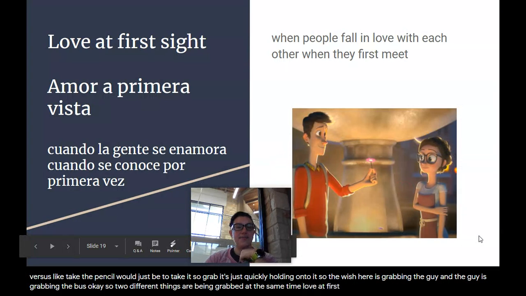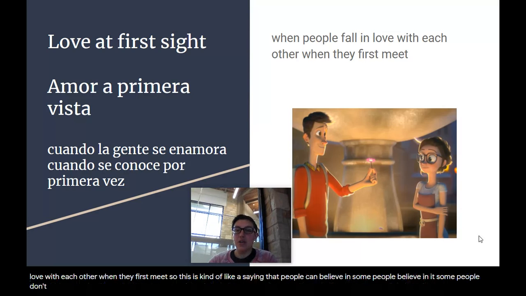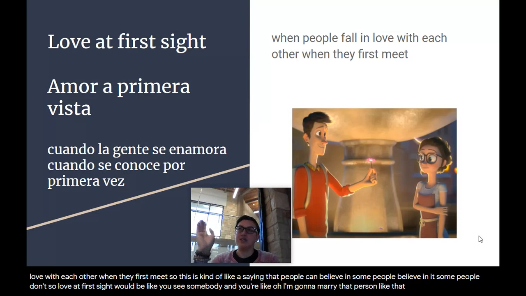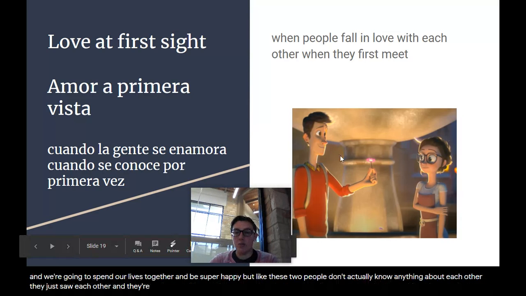Love at first sight. Love at first sight is when people fall in love with each other when they first meet. So this is kind of a saying that people can believe in. Some people believe in it, some people don't. So love at first sight would be like you see somebody and you're like, oh, I'm going to marry that person. Like that person is perfect for me and we're going to spend our lives together and be super happy. But these two people don't actually know anything about each other. They just saw each other and they're like, oh, I love you.